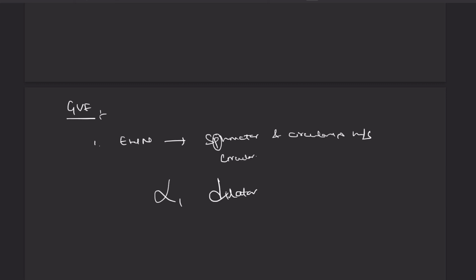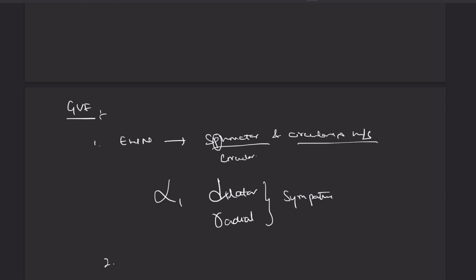Now coming to the GVE column, remember the Edinger-Westphal nucleus supplies the sphincter pupillae and the ciliaris muscle. Remember, the sphincter muscle is a circular muscle. The dilator pupillae, that is alpha 1, is the radial muscle. These are supplied by the sympathetic supply, whereas the sphincter pupillae and ciliaris are supplied by the parasympathetic.